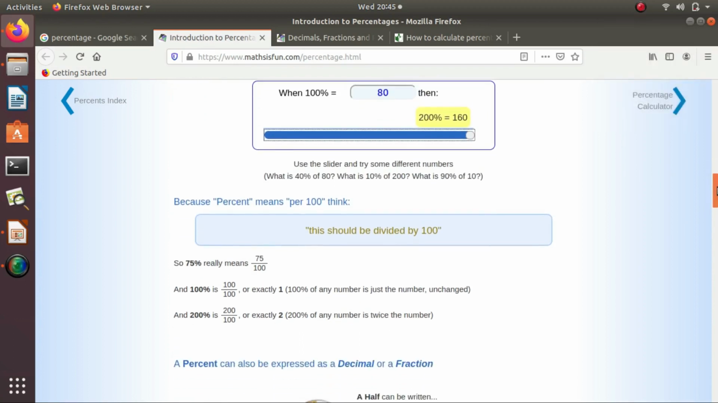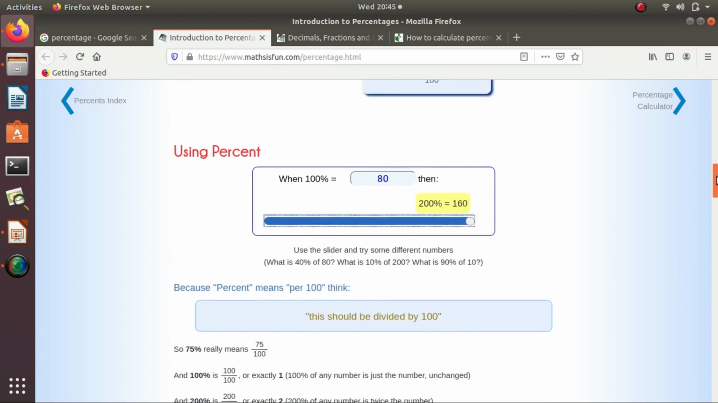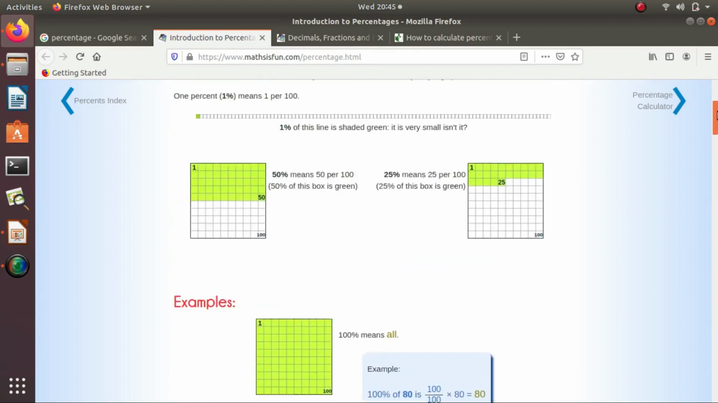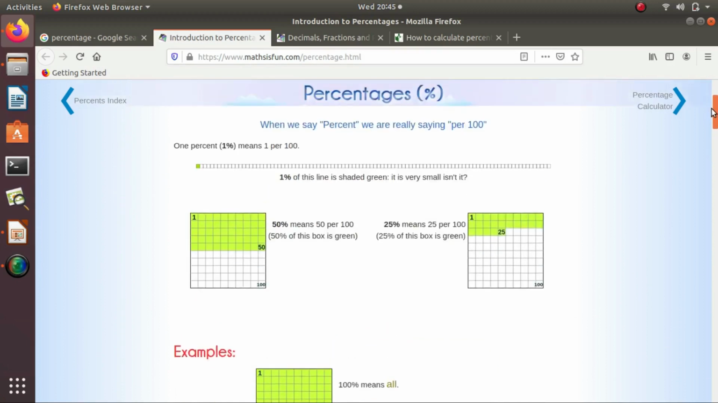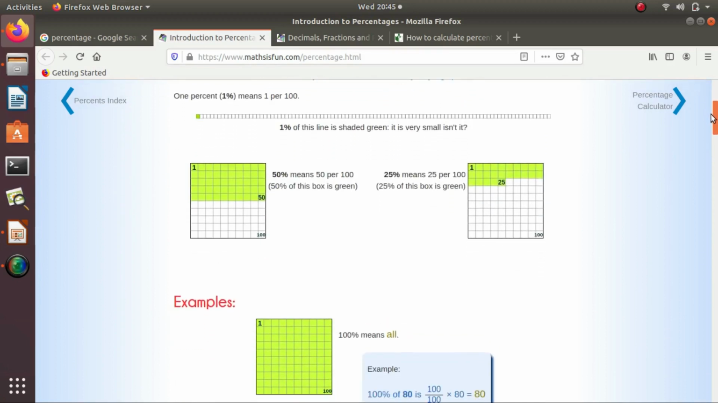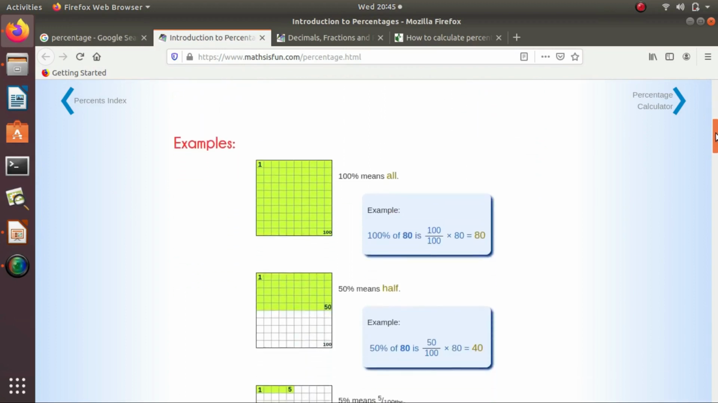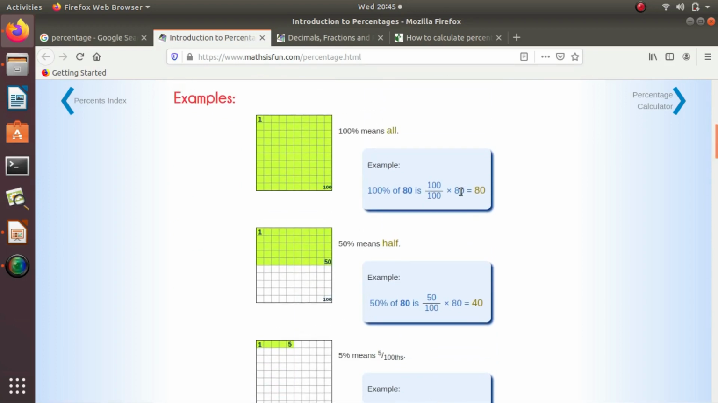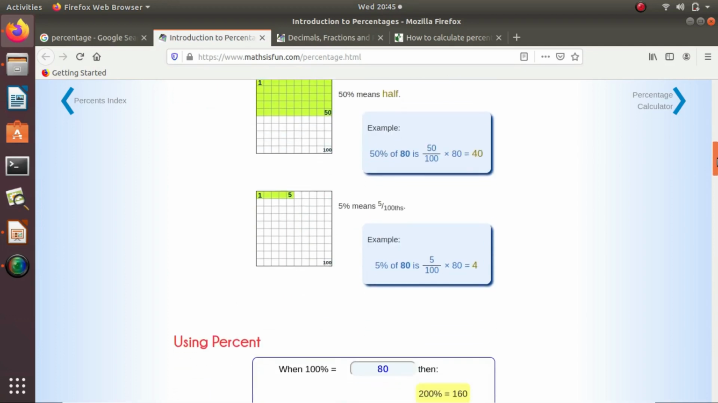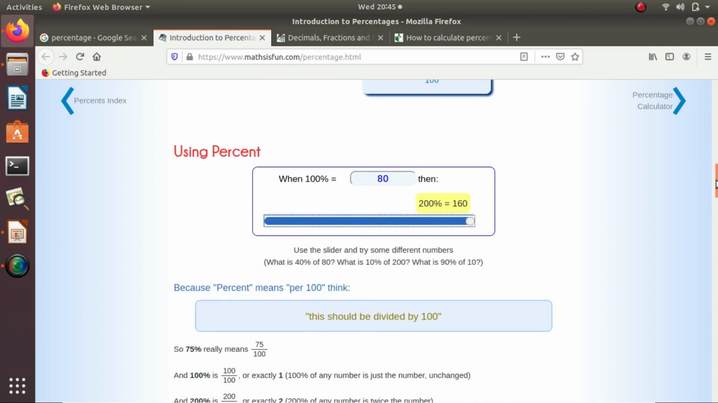Okay, so this is just a basic overview of what percentage is. So how to calculate percentage? Just divide the given number by 100, and we'll get a percentage amount. Here we go through a few examples: how to find 100% of 80, that is 100 by 100 into 80, and 50% of 80, and then we go through a percentage calculator.